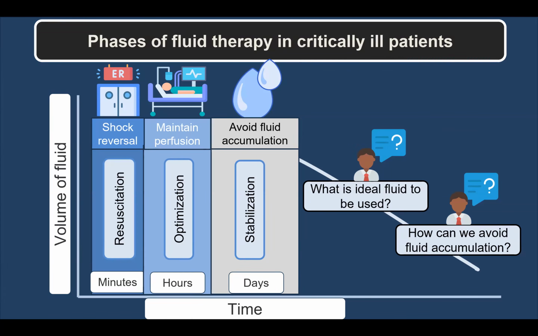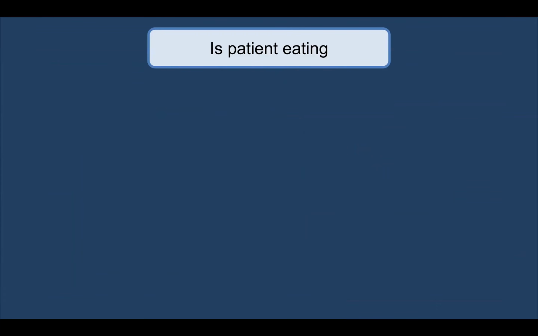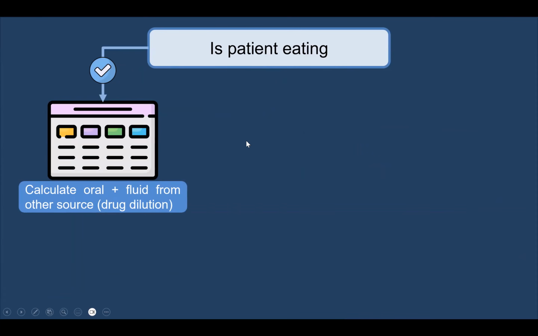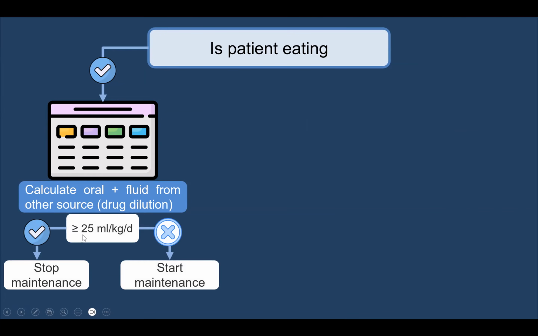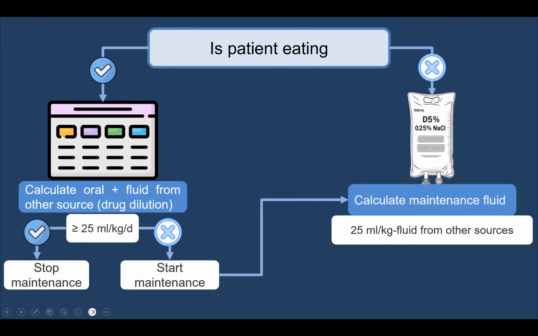How can we avoid fluid accumulation in this phase? First of all, we need to ask if this patient is eating or not. If the patient is eating, we need to calculate the oral fluid or oral feeding plus fluid from other sources. If this exceeds or equals 25 milliliter per kilogram, we need to stop the maintenance fluid. If not, we start maintenance fluid. So we start maintenance fluid by giving dextrose 5%, 0.25% sodium chloride.